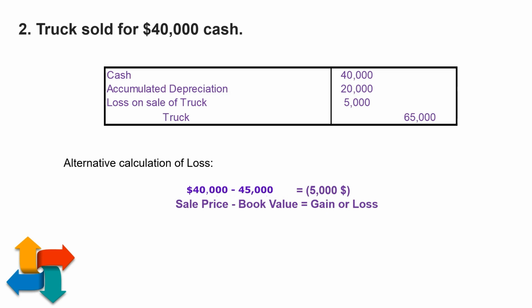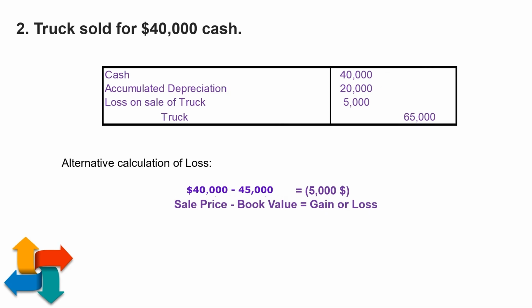Where would that actually appear on our income statement in a multiple step format? Under other revenues and expenses. Again, not under our operating expenses, because this is not a transaction that we typically are engaged in the normal operations of our business. Now let's go over a final scenario.